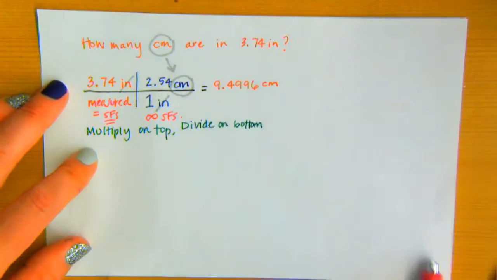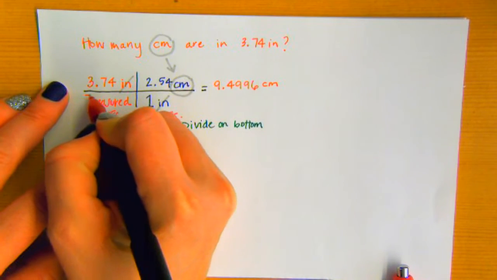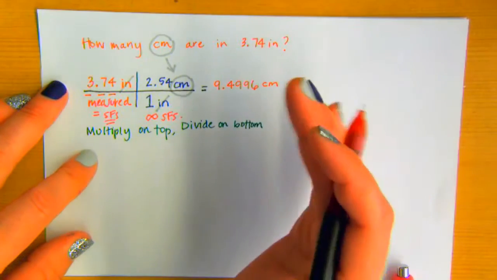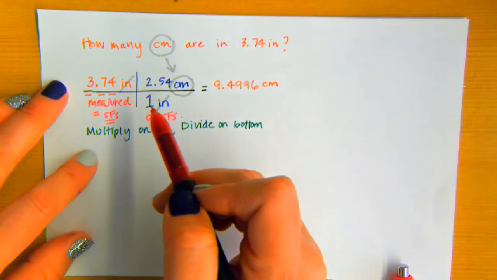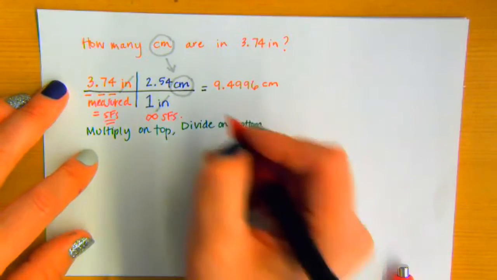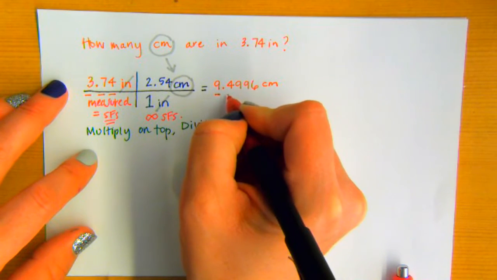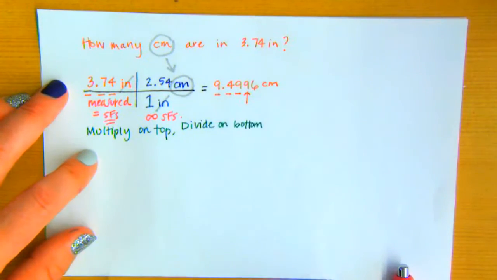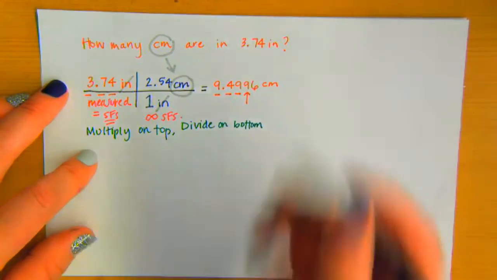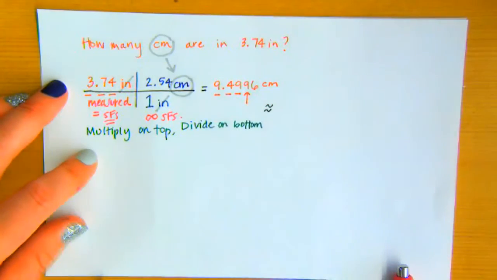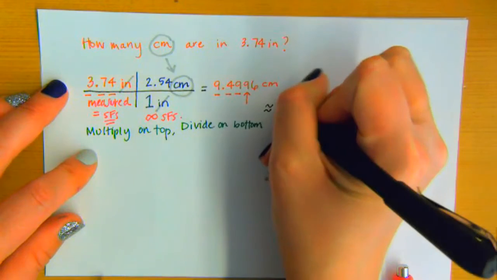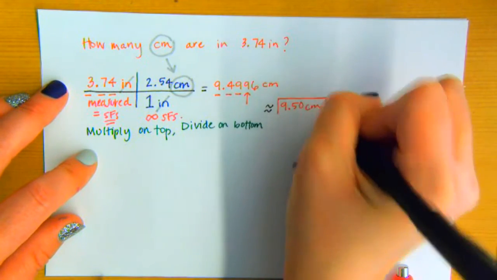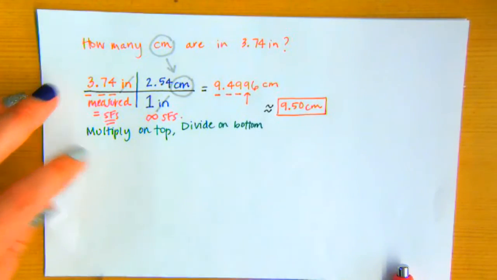Okay. So when looking at it, 3.74 has 1, 2, 3 significant figures. Now I'm focused on significant figures, not place values, because we're doing multiplication and division. So I need to worry about sig figs, not place values. Looking at my number, 9 is my first sig fig, then 4, then 9. The next digit is then going to tell me about any rounding, which in this case, the 9 is going to round the 4 up to 5. And my answer is going to be 9.50 centimeters. Okay.